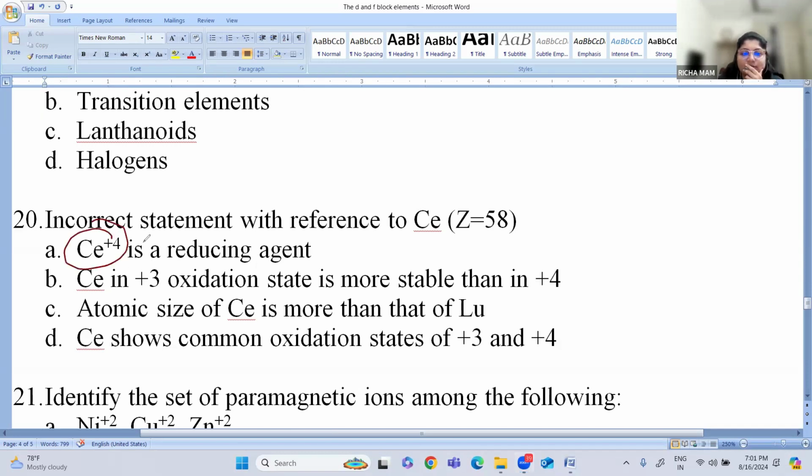Cerium is not a reducing agent, it is an oxidizing agent. So option A is the answer. Cerium in its +4 state is not a reducing agent, it is an oxidizing agent. So option number A is the answer.